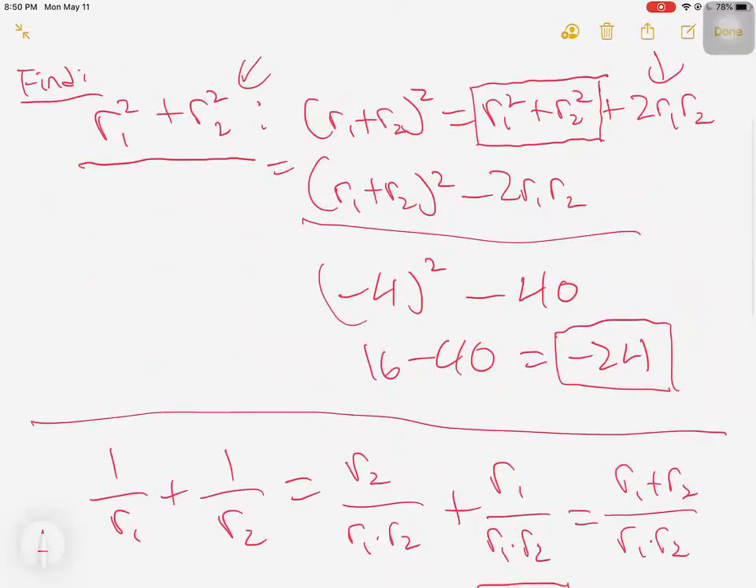These actually show up a lot in competitions, so you just got to memorize clever ways to write these expressions.